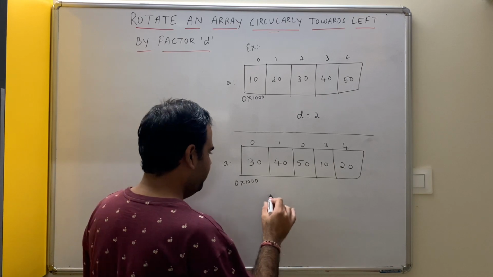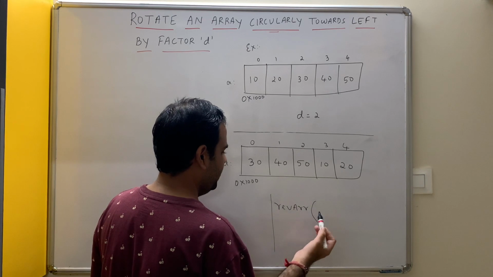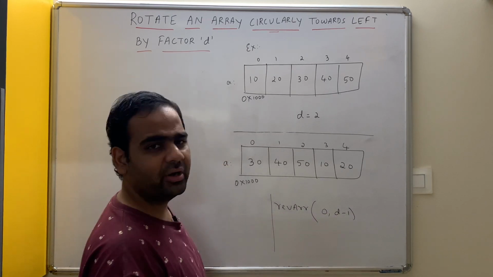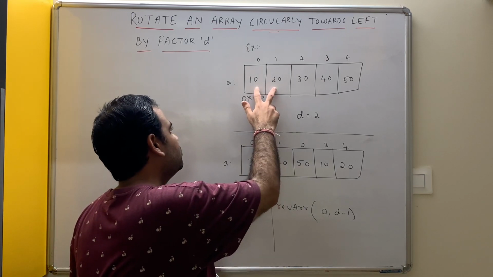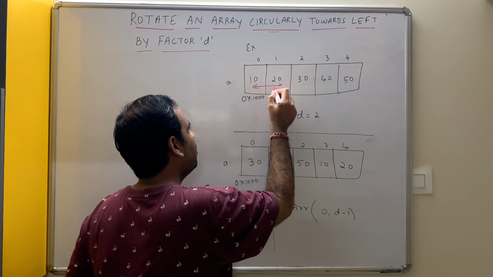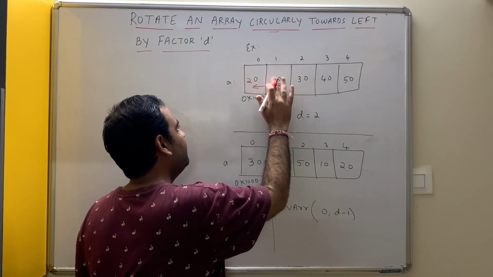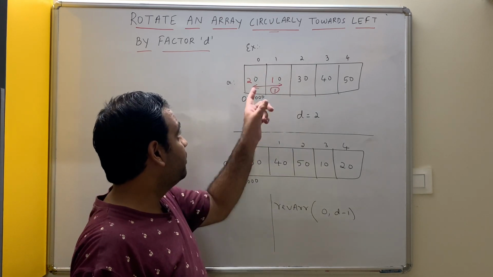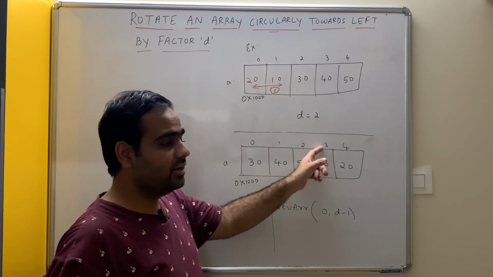First, we reverse the array from index 0 to d minus 1. Now what is d? 2. 2 minus 1 is 1. If I reverse from 0 to 1, this is the first step. What would happen? 20 will come here and 10 will come here. Is that okay? Now 20 is at index 0, I need it at index 4. 10 is at index 1 and I need it at index 3.